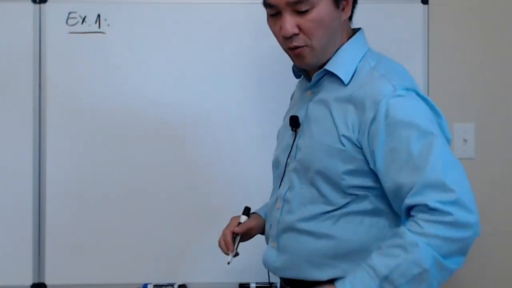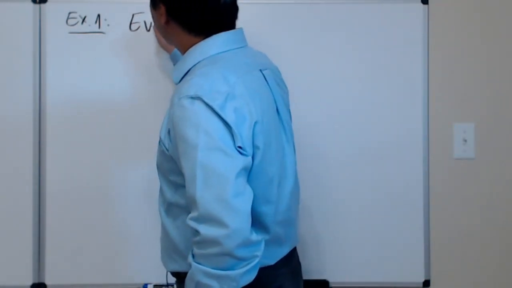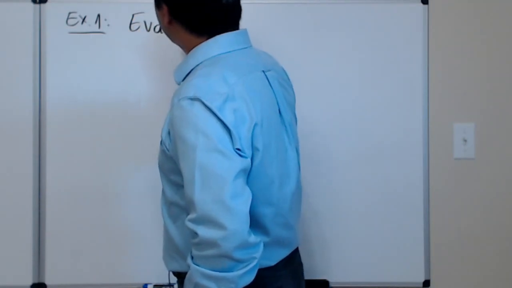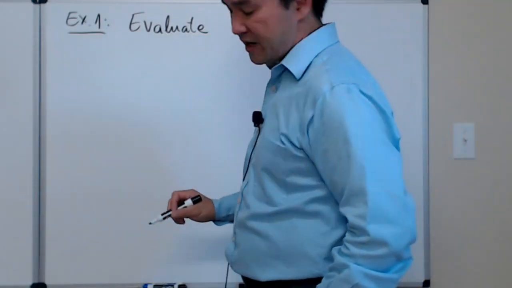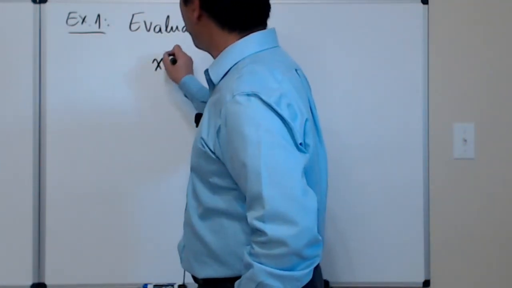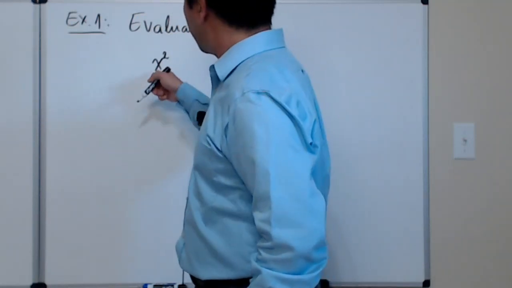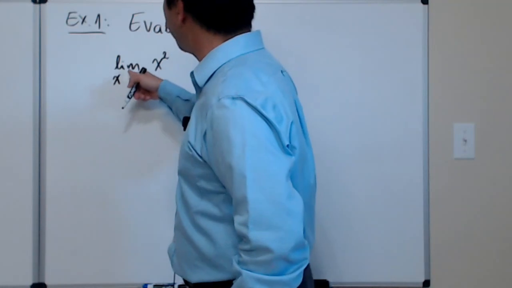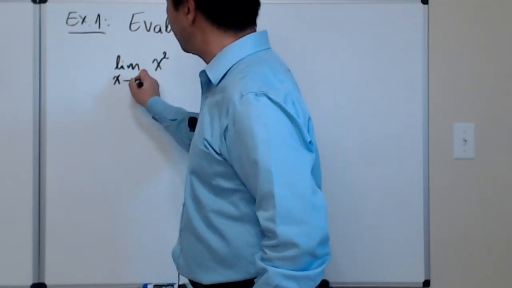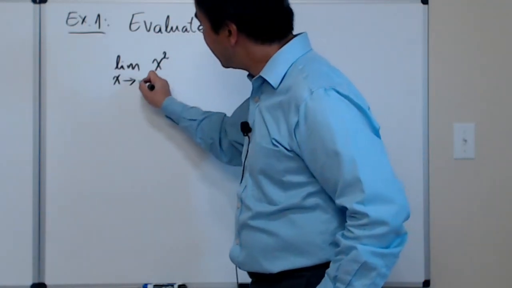In example 1, let's say we want to evaluate, and our first function here is the function x squared. So you can think of f of x equals x squared. On this function, I want to find the limit as we let x get close to -1.